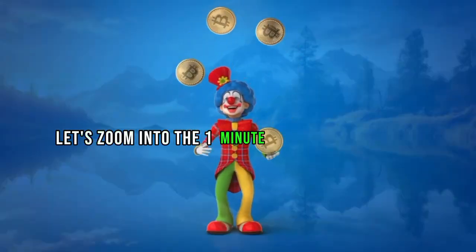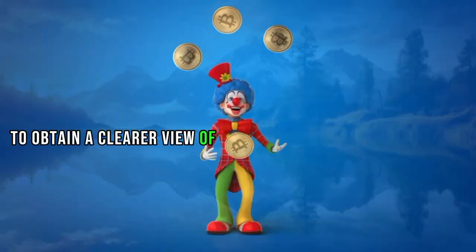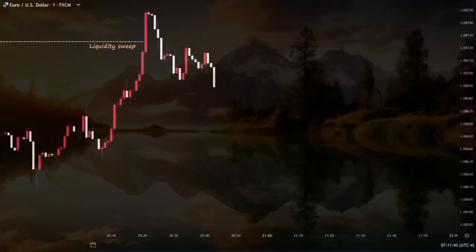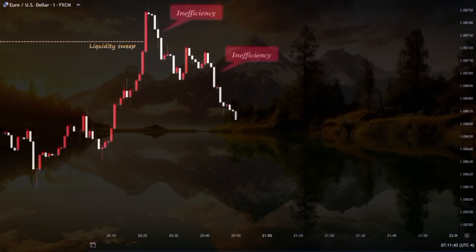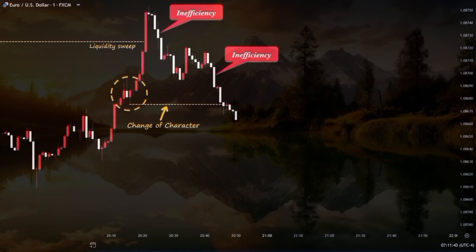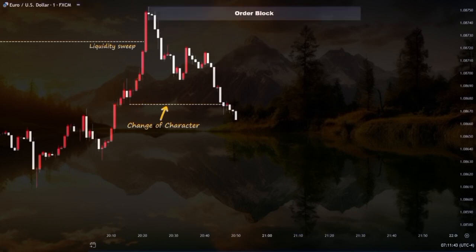Let's zoom into the 1 minute time frame to obtain a clearer view of price action and search for any sign of a change of character pattern. Now, shifting our focus to the 1 minute time frame chart, we see that the price has created a change of character by breaking and closing below the structure to the downside, thereby leaving behind a significant inefficiency in the subsequent phase. I am going to identify the order block generated by the change of character's rally wave. Moreover, we can also identify this fair value gap just below the order block.